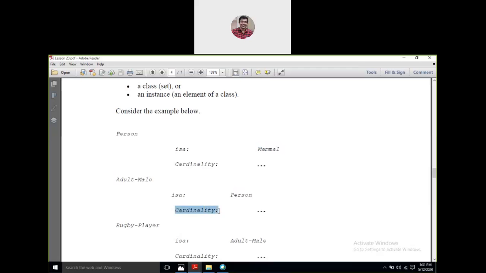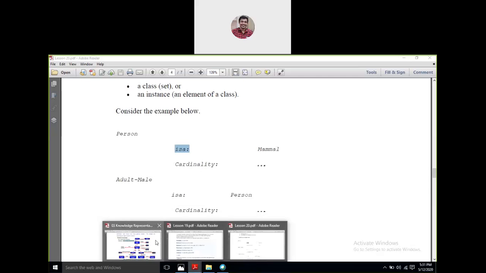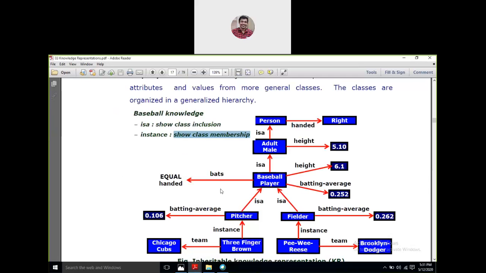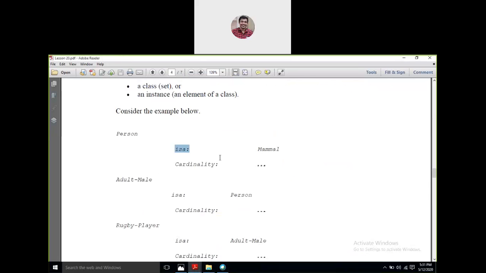Do I need the cardinality for it? My obvious answer will be no, I don't need the cardinality for it because I'm going for an is a class. That means a class inclusion. I'm not talking about the class membership, right?